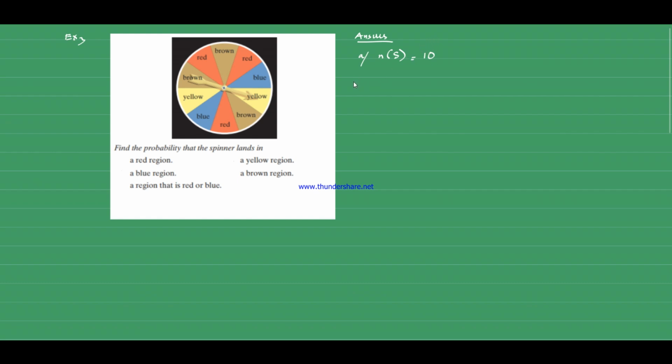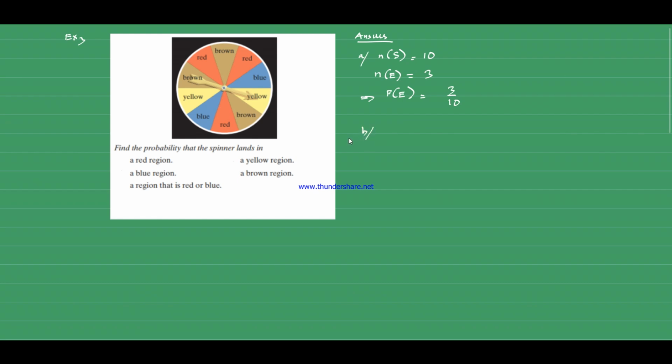Okay, now we're going to find the probability. The cardinality of the event, which indicates the red region, is 3. So from here we can get the probability of the event: 3 over 10. Right? Pretty easy, huh? 3 over 10.